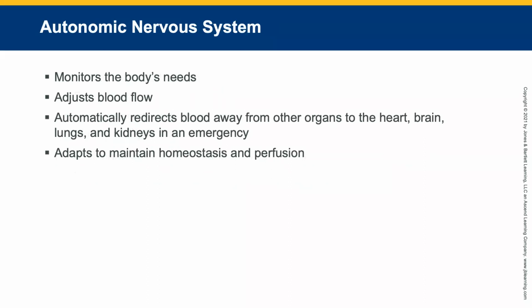So we have our autonomic nervous system, and it monitors the body's need to adjust blood flow by constricting or dilating blood vessels. Automatically redirects blood away from the organs to the heart, brain, lungs, and kidneys in any emergency. It adapts to changing conditions in the body to maintain homeostasis and perfusion. If the system fails to provide significant circulation for every body part to perform its function, shock happens.